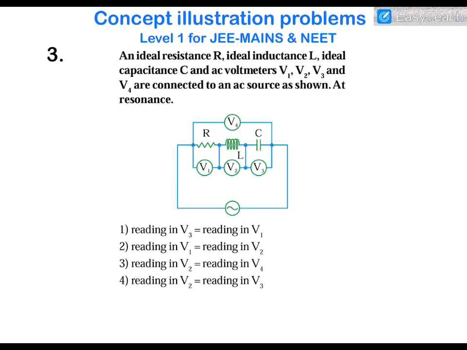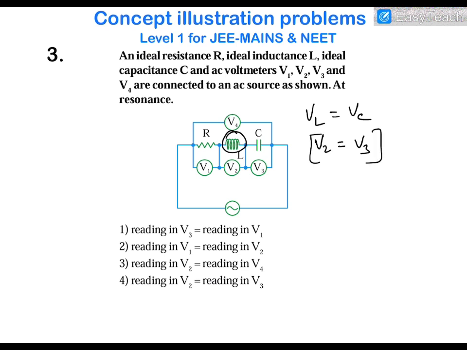In this question, you can see that there is a combination of L, C and R, and this is a series combination. And across each of the elements, the voltmeters are connected like this, and all of the voltmeters are ideal voltmeters. Okay, and we have to find out the correct option. It is also given in the question that we have to consider the resonance condition, and we know that at resonance condition VL and VC are equal, and in this case VL is V2 and VC is V3. So V2 is equal to V3.